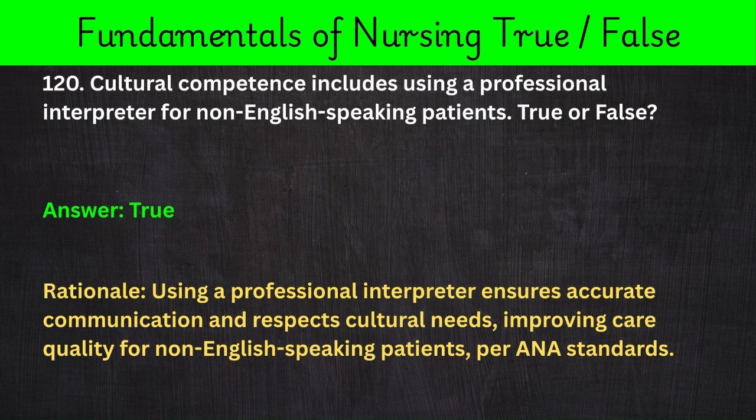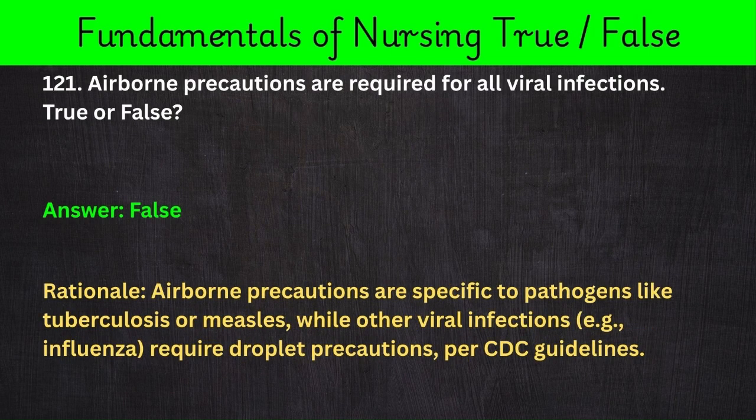Using a professional interpreter ensures accurate communication and respects cultural needs, improving care quality for non-English speaking patients per ANA standards. 121. Airborne precautions are required for all viral infections. True or false? Answer: False. Rationale: Airborne precautions are specific to pathogens like tuberculosis or measles, while other viral infections, e.g., influenza, require droplet precautions per CDC guidelines.